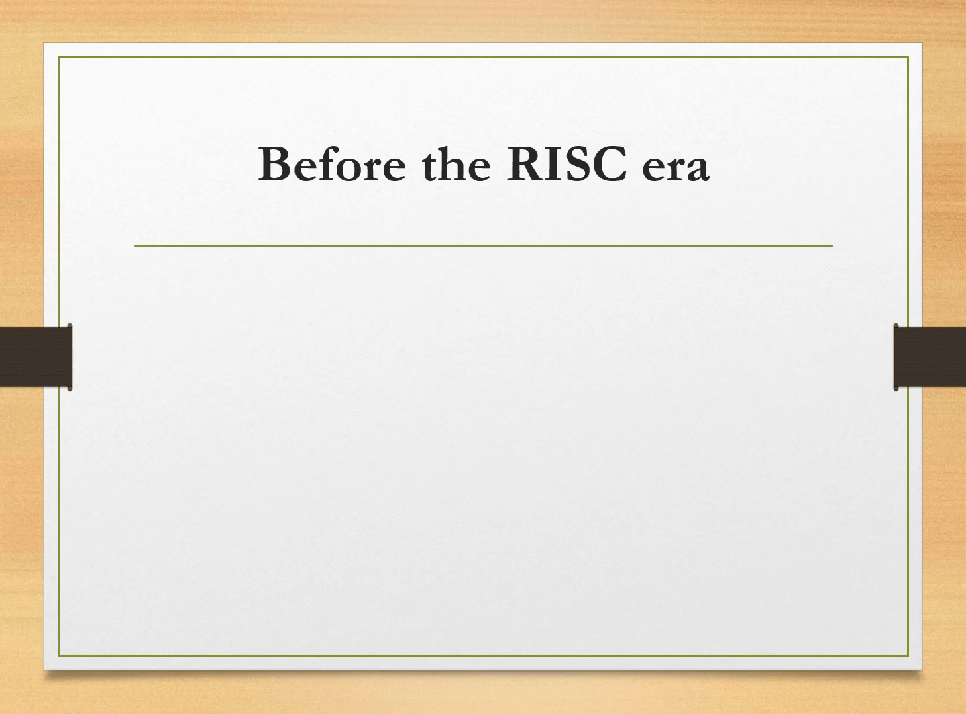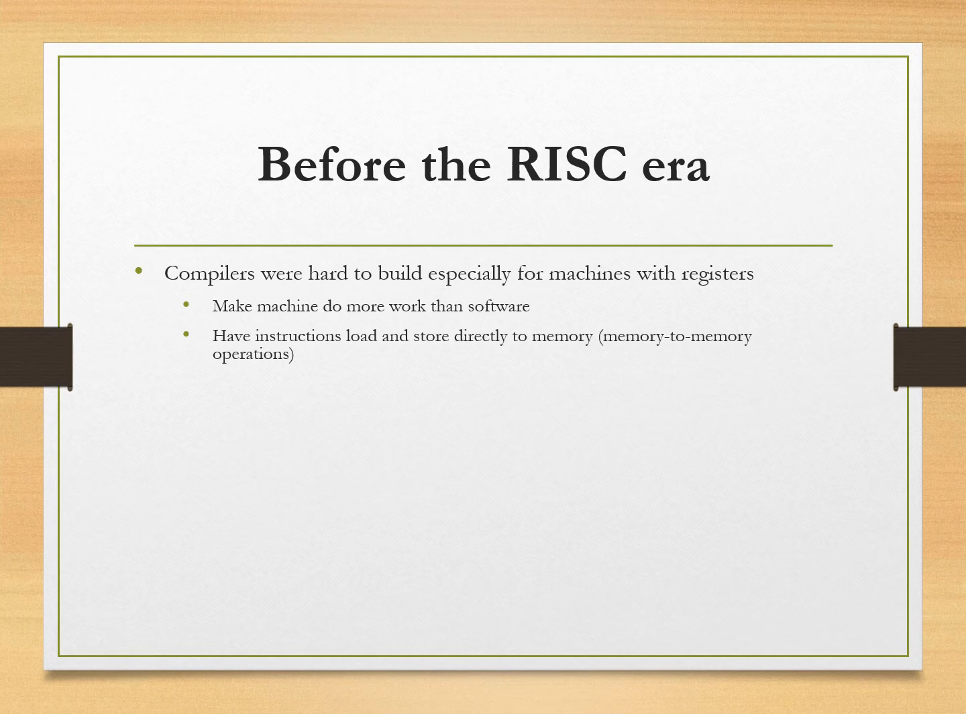Okay, before the RISC era, compilers were hard to build. The compiler, the one that we use to compile whatever assembly code that you write, will compile it to the machine. It was hard to build, especially for machines with registers.